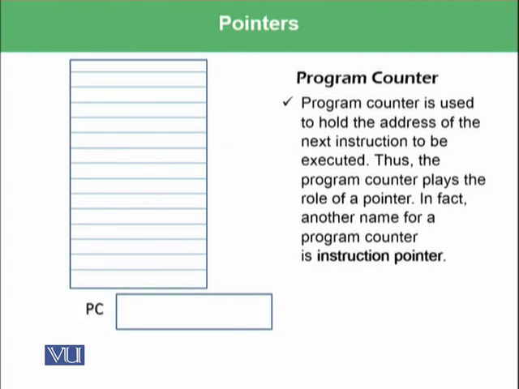One of the examples is the program counter, which we learned in computer architecture. The program counter is used to hold the address of the next instruction. You know all of the instructions are available in the RAM, and the program counter holds the address of the next instruction to be executed. Thus the program counter plays the role of a pointer because it is storing an address. In fact, another name for the program counter is the instruction pointer, because it is pointing to the instruction which is going to be executed in the next iteration.